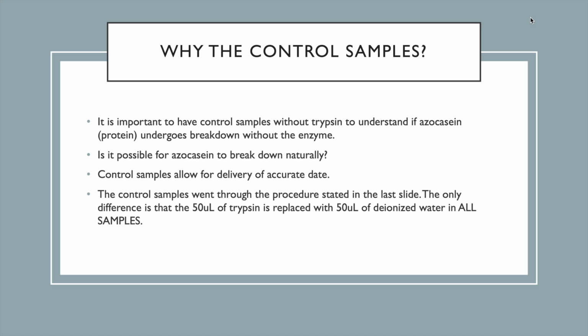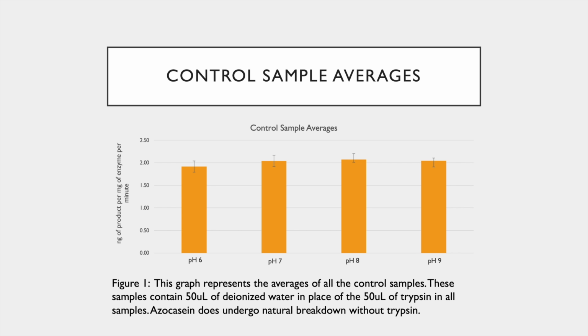The control samples were created and went through the same process as stated in the procedure in the last slide. The only difference is that the 50 microliters of trypsin is replaced with 50 microliters of deionized water for all the same. What we have here are the control sample averages. As you can remember, these control samples do not contain any trypsin. Trypsin is instead replaced with deionized water.